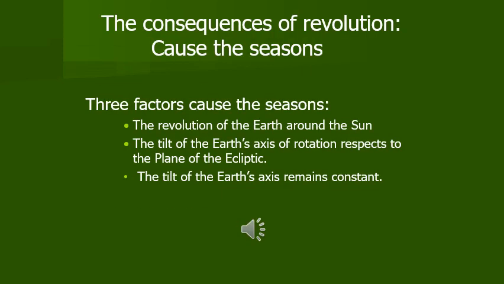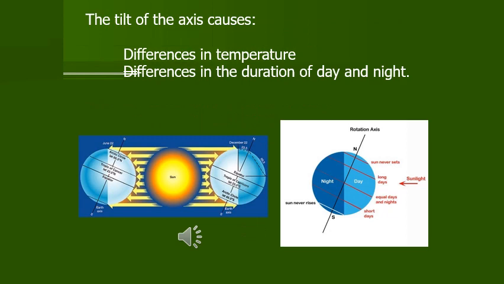What are the consequences of revolution here? It is called seasons. The three factors that cause the seasons are the revolution of the earth around the sun, the tilt of the earth's axis of rotation with respect to the plane of the ecliptic, and the fact that the tilt of the earth's axis remains constant. The tilt of the axis causes differences in temperature and in the duration of day and night.